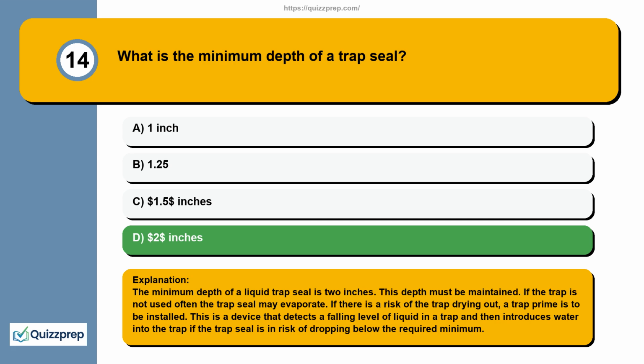This depth must be maintained. If the trap is not used often, the trap seal may evaporate. If there is a risk of the trap drying out, a trap prime is to be installed. This is a device that detects a falling level of liquid in a trap and then introduces water into the trap if the trap seal is in risk of dropping below the required minimum.